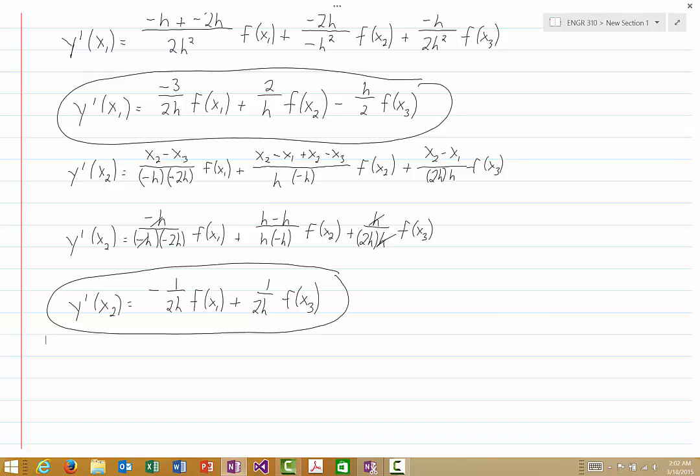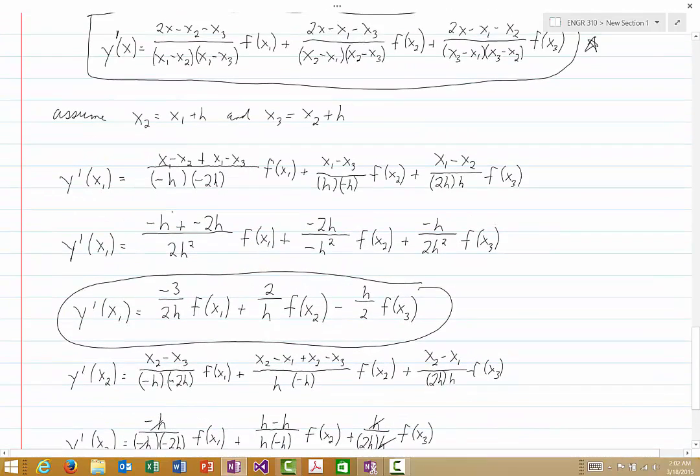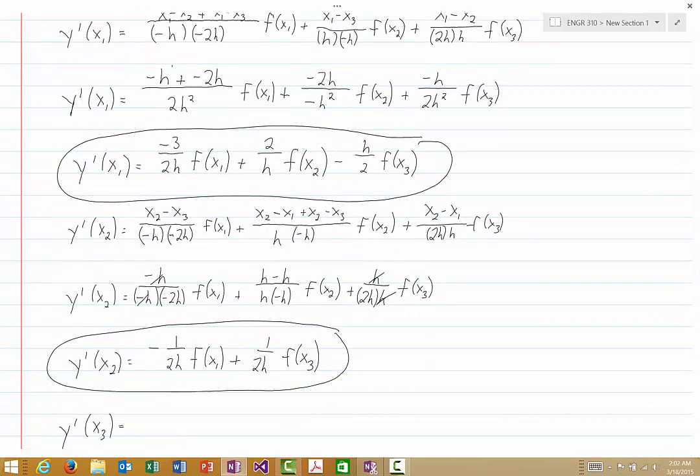And finally, if we wanted to calculate the derivative on the right hand side, so we have y prime of x3, let's go ahead and use our formula one last time. So for this, when we stick in x3 here, we get 2x3 minus x3, so x3 minus x2 in the top, and the denominator is still going to be minus h times minus 2h. And by the way, these formulas that I'm deriving are in your book on page 839. The only difference is that instead of x1, x2, and x3, your book is using x0, x1, and x2. But otherwise, it's exactly the same.